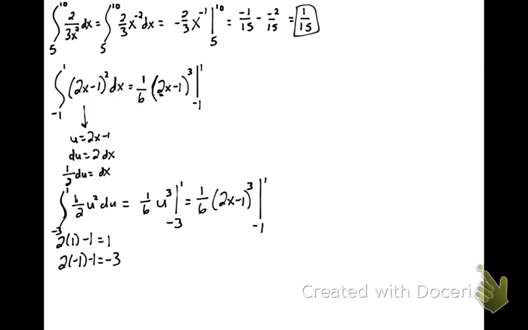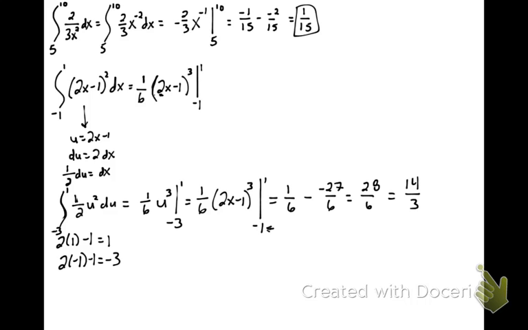Now if we evaluate this, if I substitute 1 into my function, this will be 2 minus 1, which is 1. 1 cubed is 1, and so I'll just have 1/6 minus, if I substitute negative 1 in, 2 times negative 1 is negative 2, minus 1 is negative 3. Negative 3 cubed is negative 27, so this will be negative 27 over 6. I'm going to leave it like that so I have a common denominator. And this becomes 28 over 6, which reduces to 14 thirds.